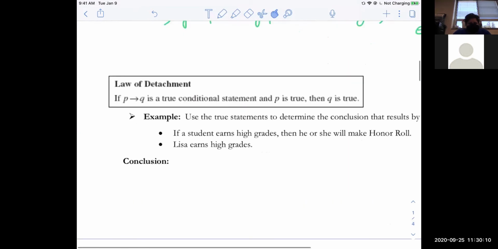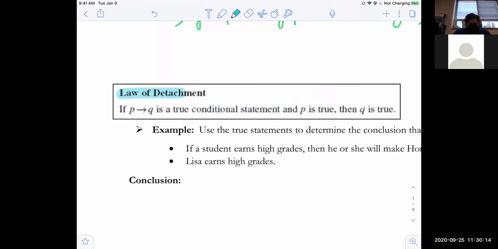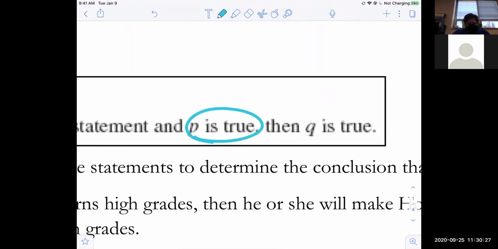Okay, the second one is called the law of detachment. This time you only have one if-then statement. P implies Q is given to be a true statement. The second part is going to be a specific example of the hypothesis.